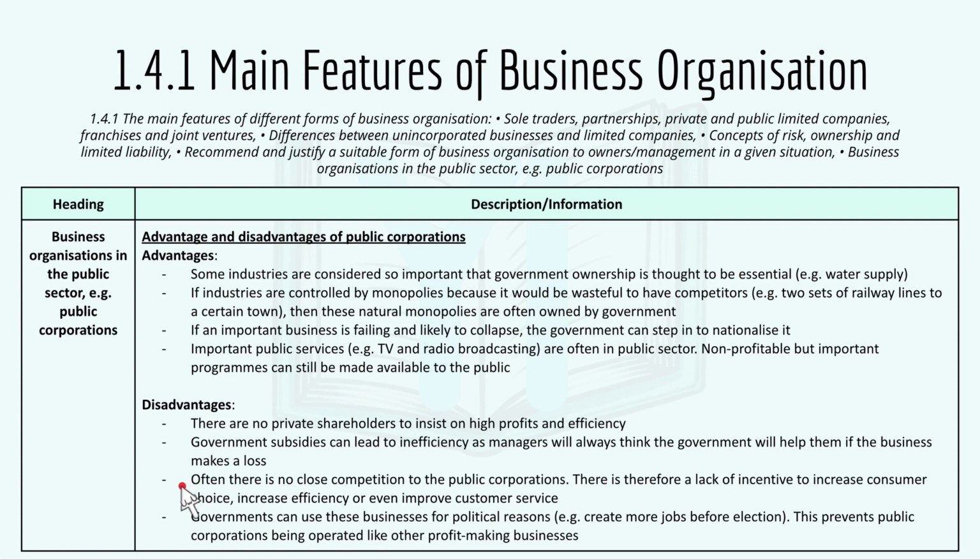And number 3, often there is no close competition to the public corporations. There is therefore a lack of incentive to increase consumer choice, increase efficiency, or even improve customer service. And number 4, the government can use these businesses for political reasons, for example to create more jobs before an election. This prevents public corporations being operated like other profit-making businesses.